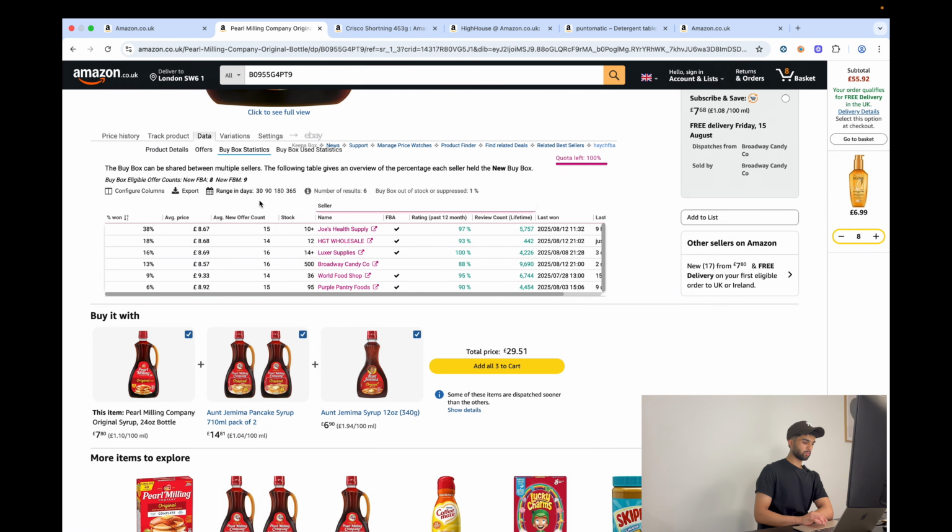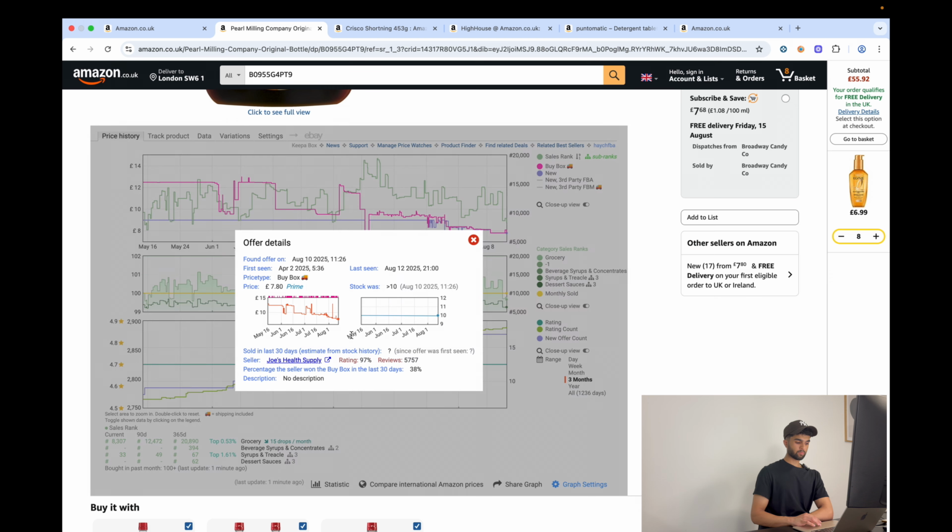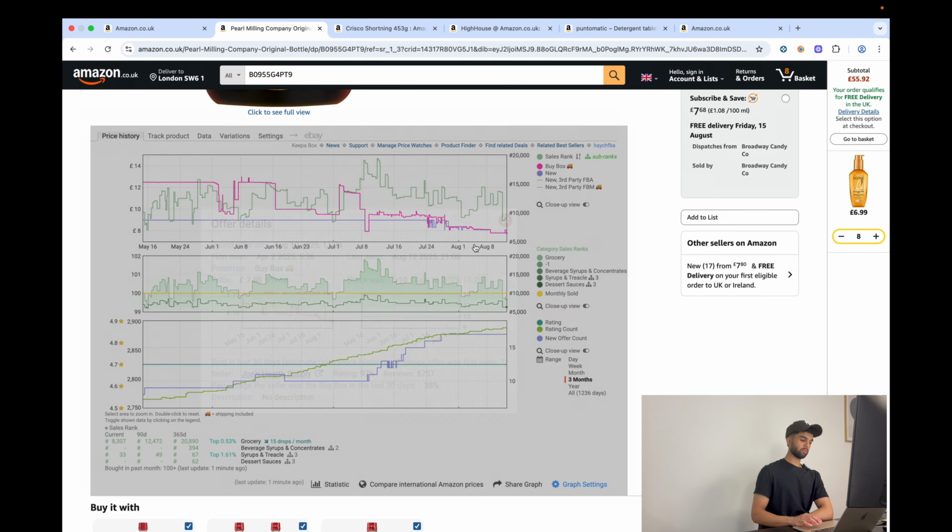And oftentimes as well, we can have a look at the buy box percentage, which there you go, it shows us who's dominating the buy box. Joel's Health Supply. So now let's have a look at how much stock Joel's Health Supply has, and then that will give us an inkling. Okay, they've got a limiter on.